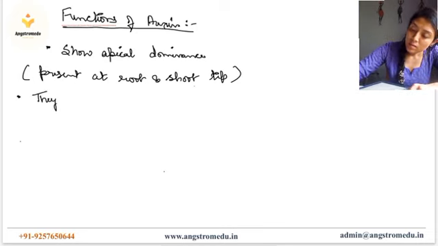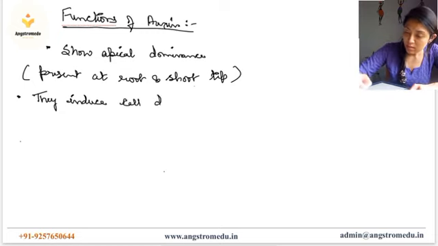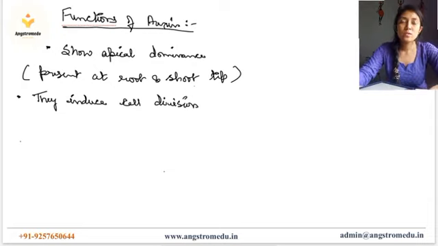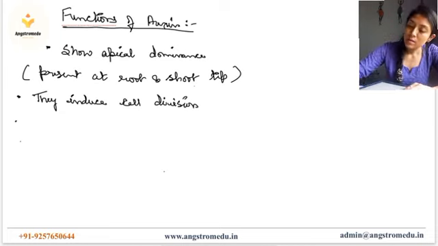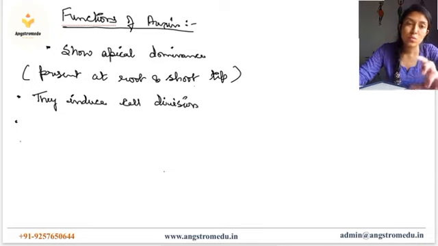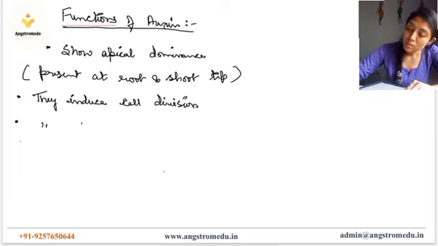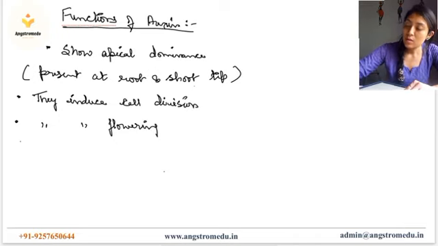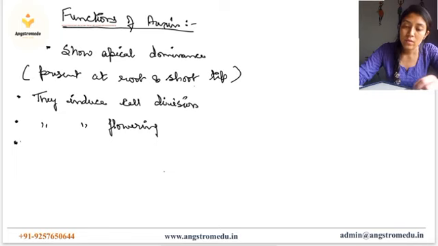Second, they induce cell division. They induce cell division in combination with cytokinin. Okay, cytokinin is your other PGR, which we'll study later. Then they induce flowering. They induce flowering in, obviously, flowering plants.